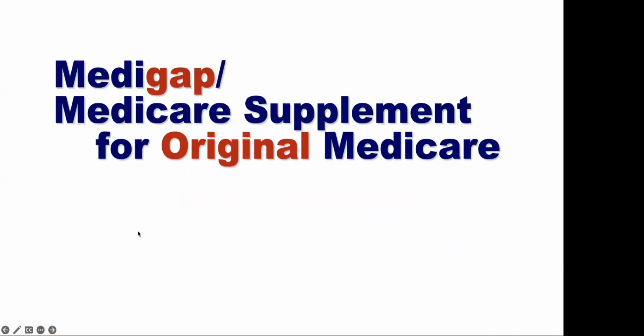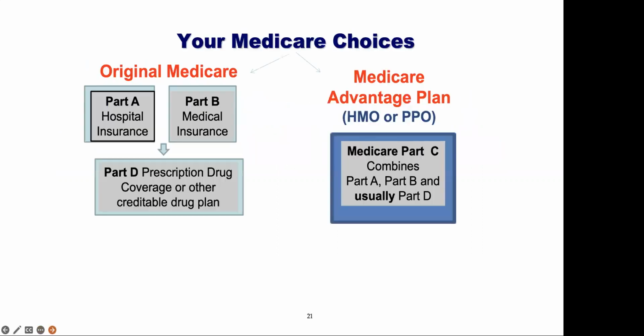So now, having spent time talking about and repeating how expensive original traditional Medicare can be with out-of-pocket costs, let's talk about one of the ways to deal with those costs, which is through Medigap supplemental insurance. Again, coming back to your Medicare choices: original Medicare, hospital insurance, medical insurance, prescription drug coverage, and Medicare Advantage plans bundling everything together. We'll discuss these in greater detail shortly.